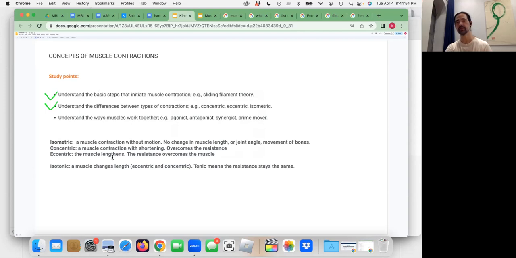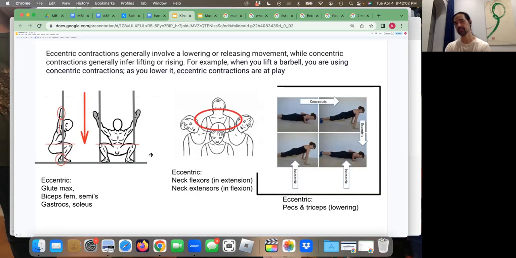So concentric, eccentric, isometric. Eccentric is where the muscle lengthens. The muscle lengthens, and that's where the resistance or the weight or gravity overcomes the muscle. So in a squat, the concentric contraction overcomes gravity by going up, by pushing the weight up through space.